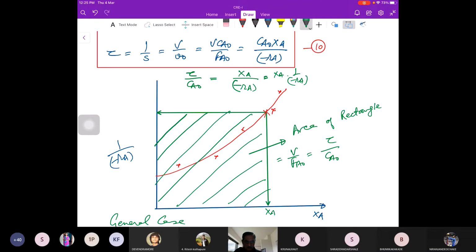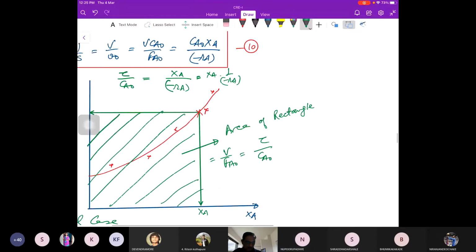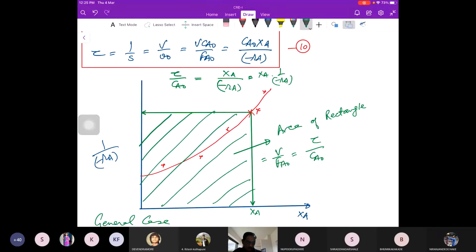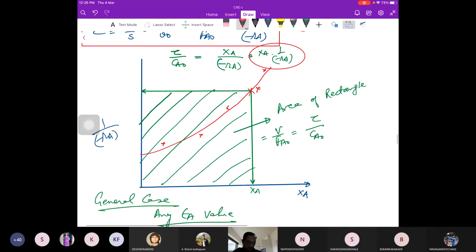Could you explain the graph once again, please? We have the equation tau upon CA0 is equal to, you brought CA0 to the left hand side, so what remains is XA upon minus RA, right? So what we ultimately want is this value, XA upon minus RA. So what we do is we plot 1 upon minus RA on the y-axis and XA on the x-axis.